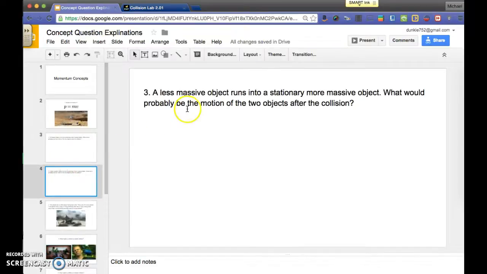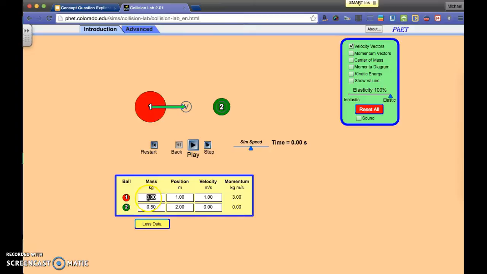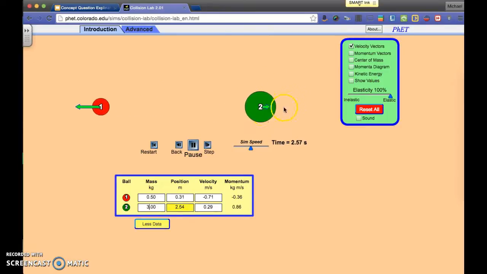So the next question: a less massive object runs into a stationary, more massive object. What would probably happen? So let's reset this situation. We're going to change this mass to 0.5, and we'll change this guy to the 3. And if I play, here we go. Now you can see the little object hit and bounced away. The object that gets hit, object 2, is always going to move in the direction that it was hit. But when this is a little object, it typically bounces off and goes back in the other direction.